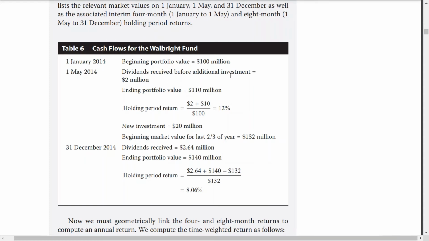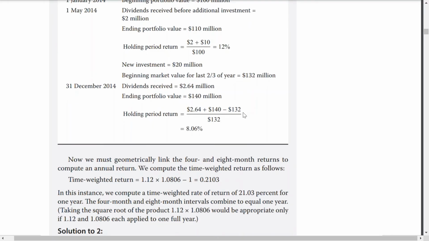1st of May 2014, dividend received for additional investments, 2 million. Ending portfolio value is 100 million. So holding period return is 2 plus 10 divided by 100, which is 12%. So new investment is 20 million. Beginning market value for the last 2/3 of the year is 132 million. So that's the beginning market value.